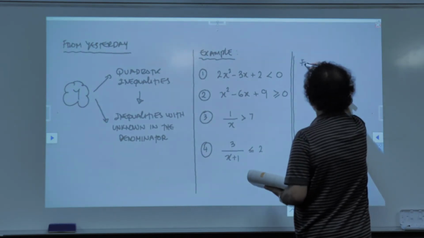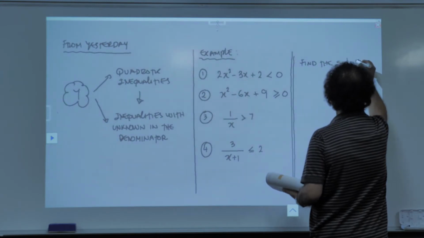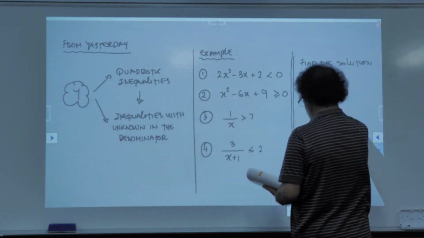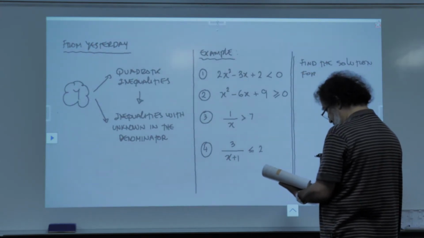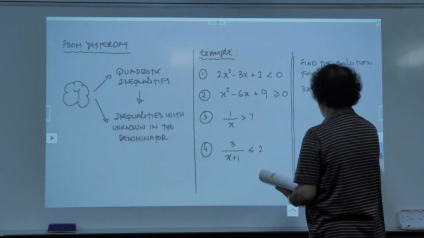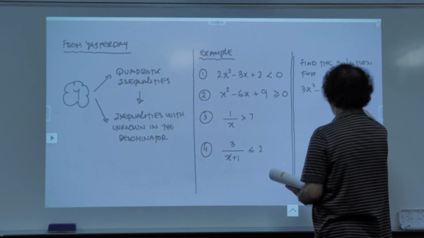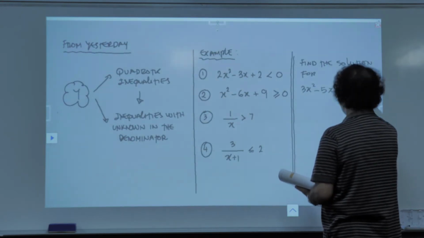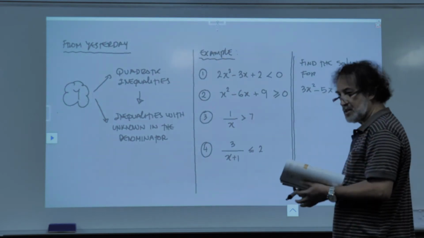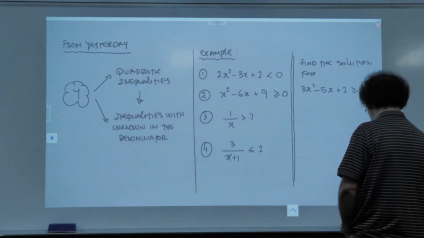Okay, so find the solution for 3x squared minus 5x plus 2 greater than or equal to 0. Let's say that we want to find the answer for this inequality.